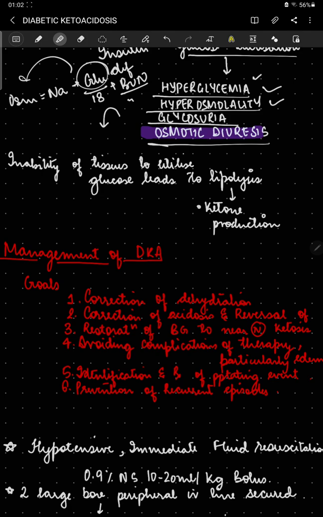The important thing is, due to the insulin deficiency, the tissues are not able to utilize the glucose, but in the blood there is too much glucose, right? So what happens is there is lipolysis and ketone production, as the cells are not able to utilize the glucose that is present in the environment.